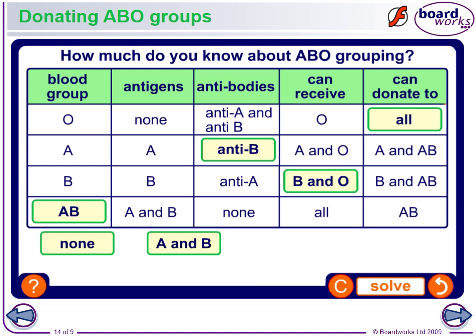B blood group has antigen B, has anti-A antibodies. It can receive B and O, and it can donate to B and AB. Blood group AB has antigens A and B, has no antibodies. It can take all, and it can donate to AB. So we were correct.